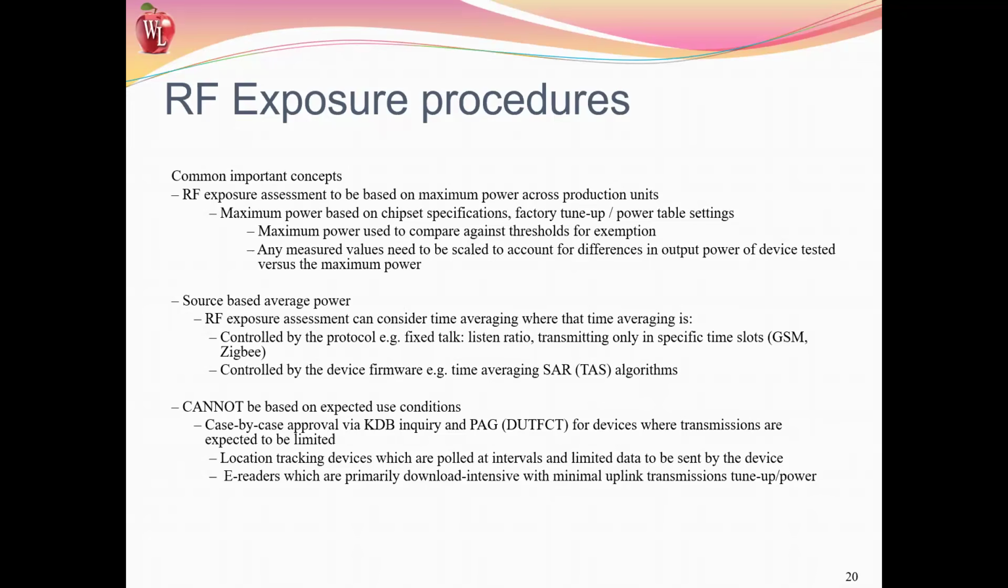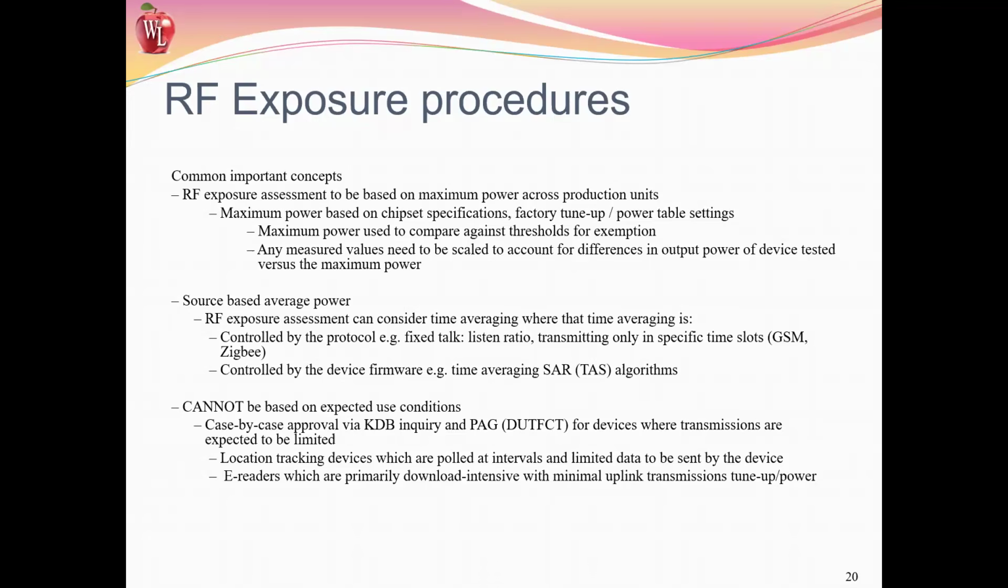The source-based average power is considered time averaging, where the time averaging is controlled by the protocol. If you've got a fixed talk or listen radio, they transmit only in specific time slots. You can use that source-based timing to help assess your device. It cannot be based on how you expect it to be used. Okay, people aren't going to use this device, they're only going to use it for 5 minutes an hour, or for 3 minutes a day. Those are not acceptable.